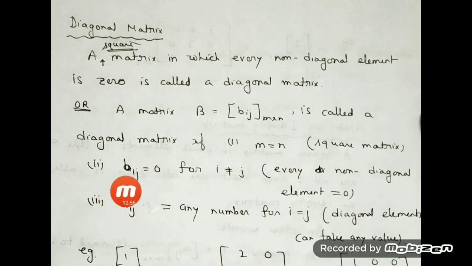So b_ij is equal to 0 for i not equal to j. That is, every non-diagonal element is equal to 0. And what about b_ij equal to any number for i equal to j? It means diagonal elements can take any value.